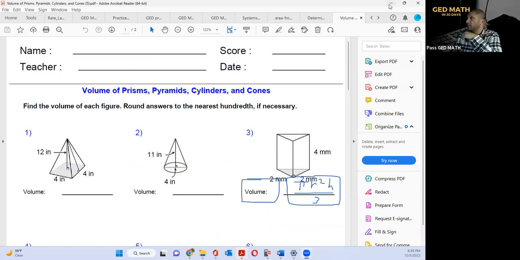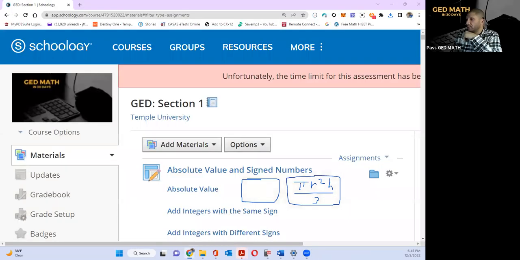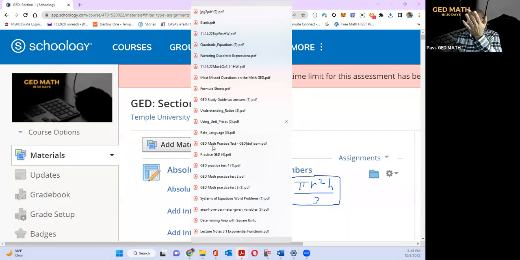Hold on, let me, oops. I didn't mean to do that. What did I have up? I had the formula sheet up.